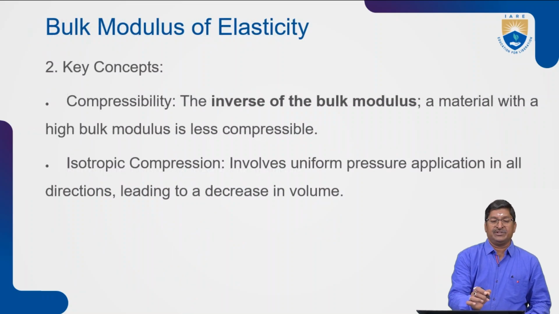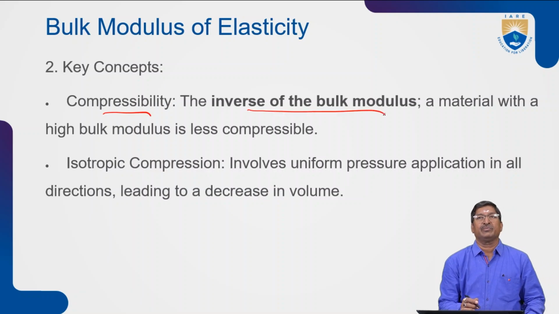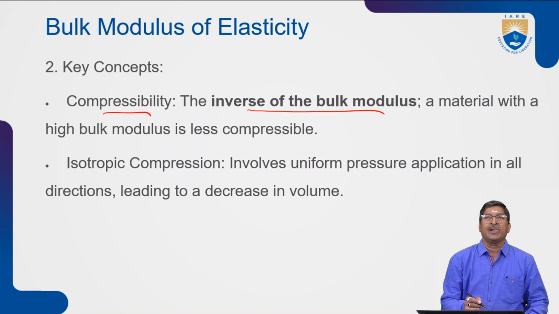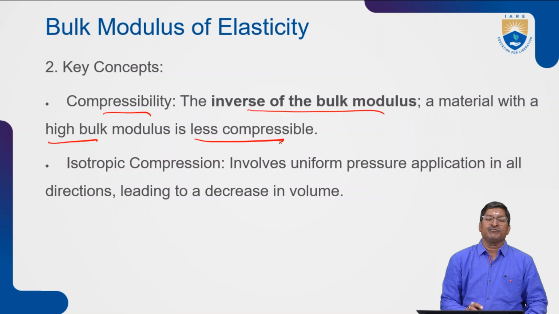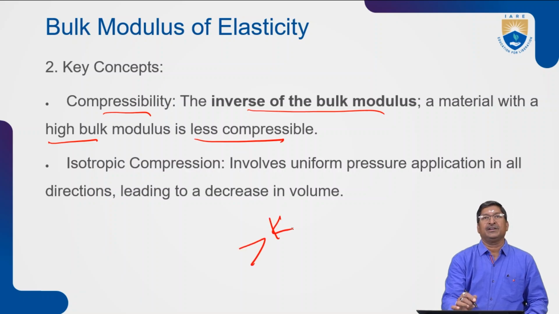Here the key concept is compressibility, which is the inverse of the bulk modulus, so 1 by K. A material with a high bulk modulus, so here two words are there, a high bulk modulus means less compressibility.